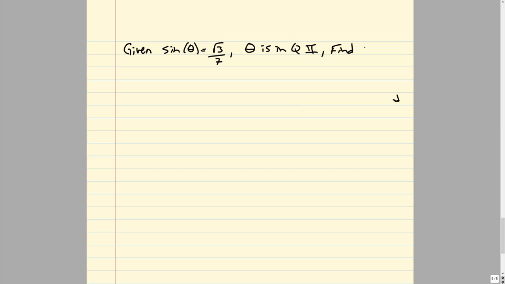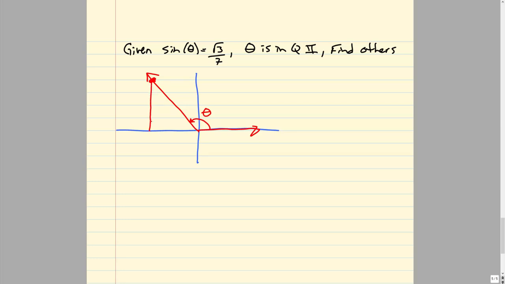So find the others. Well, our best bet here is to go ahead and do a curve sketch to get us started. So we're in quadrant 2. So our initial side is here. We're going to end somewhere in quadrant 2. And this is my value here of theta. So when I draw this, and again, it doesn't matter where this point is, I'm just going to sketch in some information I know. Sine of theta is square root of 3/7.